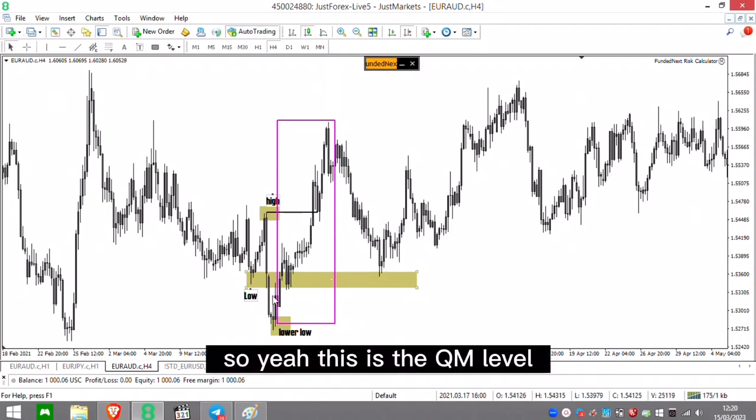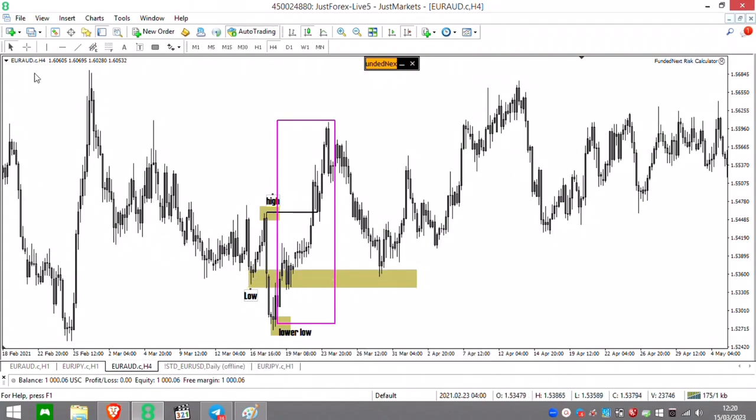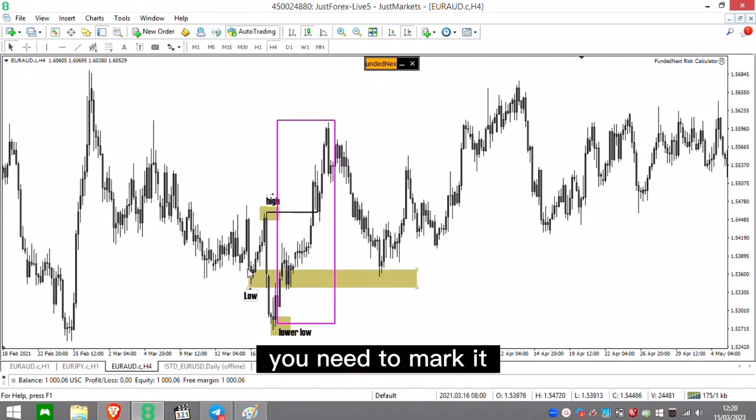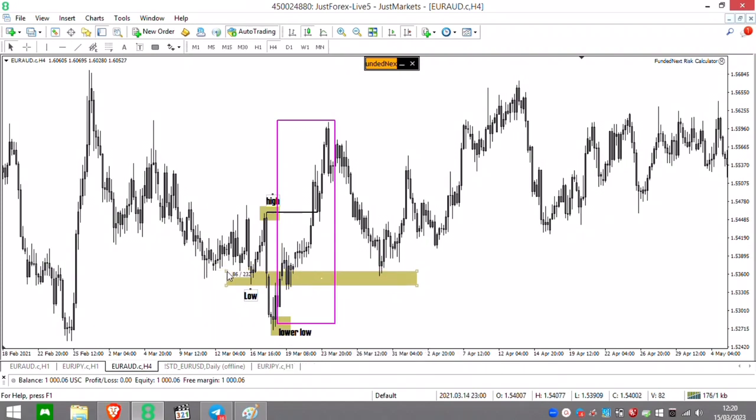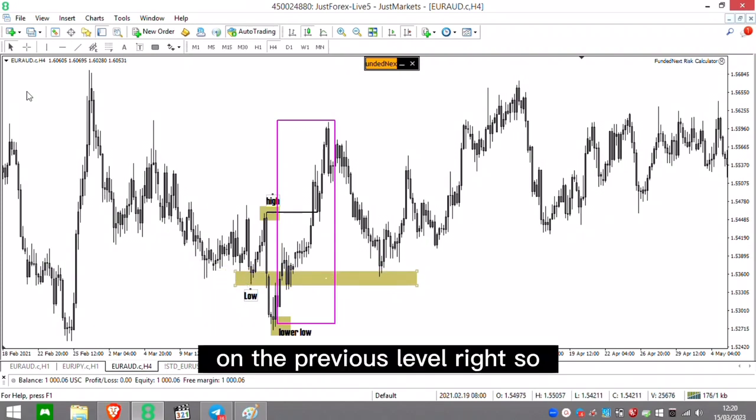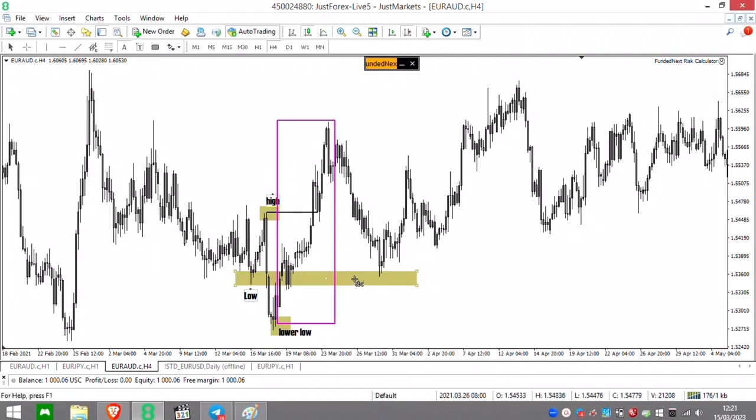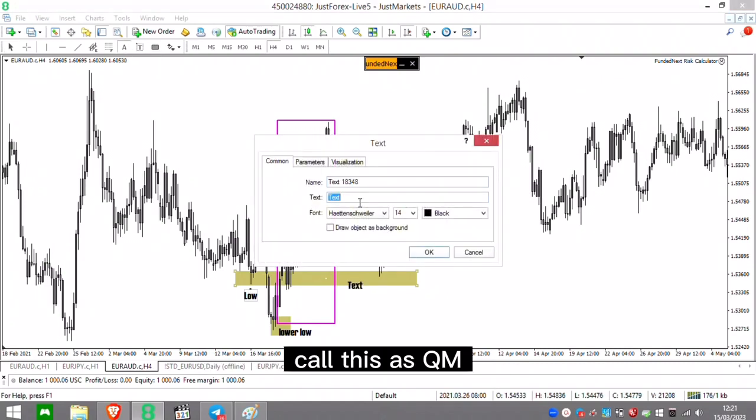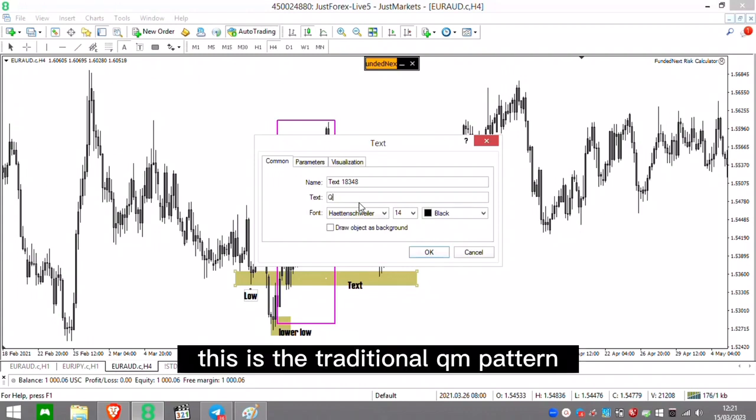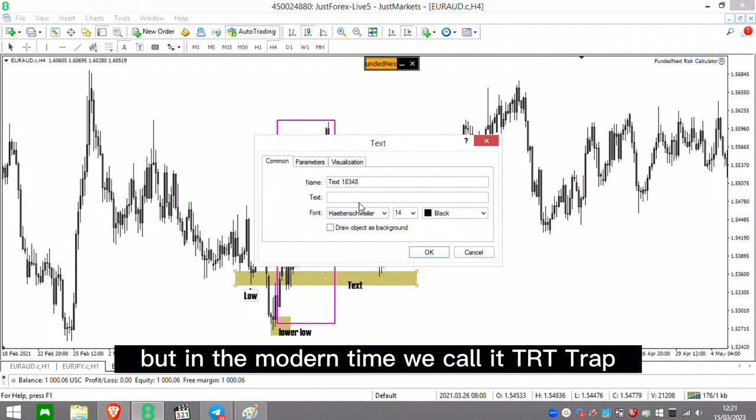So yeah, this is the QM level. You need to mark it at the previous low, on the previous low, right? So call this as QM. This is the traditional QM pattern, but in the modern time we call it TRT, trap retail trader.